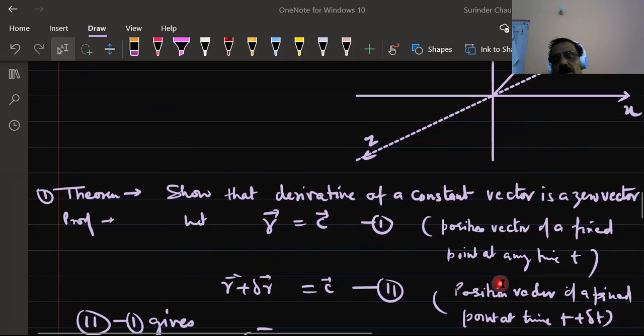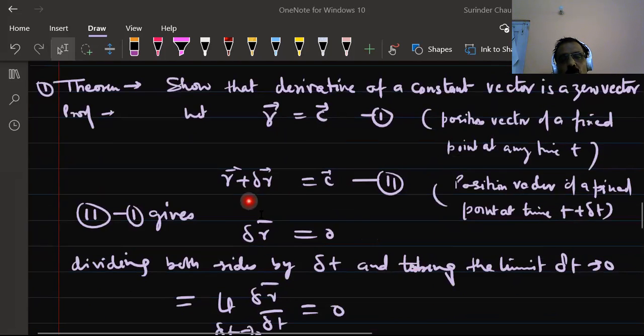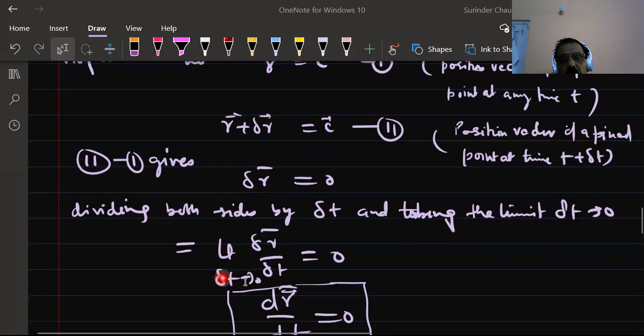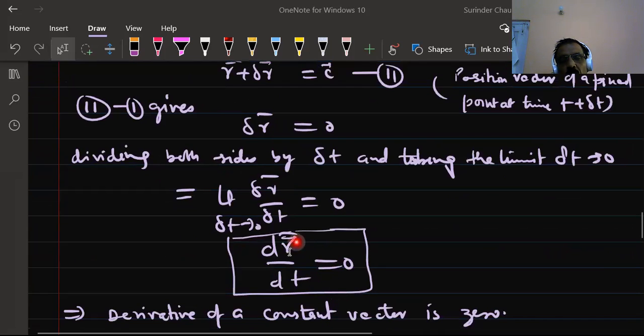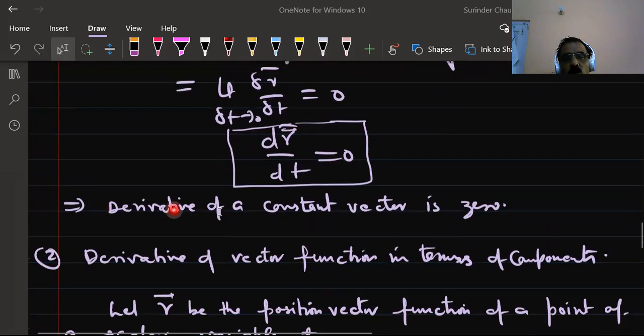This is the position vector of a point at any time t. Now at time t plus delta t, the position vector of the point changes: r plus delta r equals the same constant. Subtracting the second from the first, we get delta r equal to 0. Dividing both sides by delta t, the change in time, and taking the limit as delta t tends to 0, the limit of delta r upon delta t, which is dr/dt, is equal to 0 at any time t. So the derivative of a constant function is equal to 0.